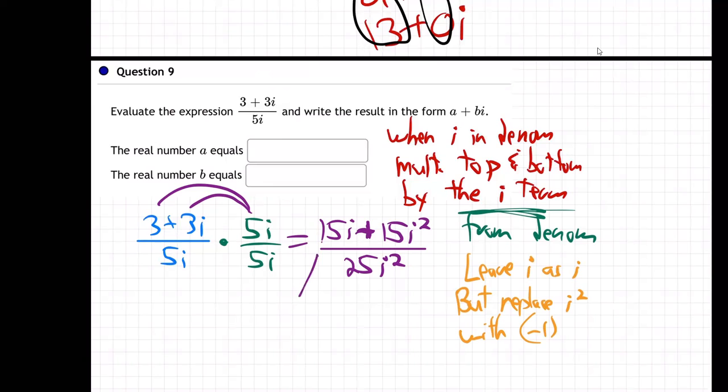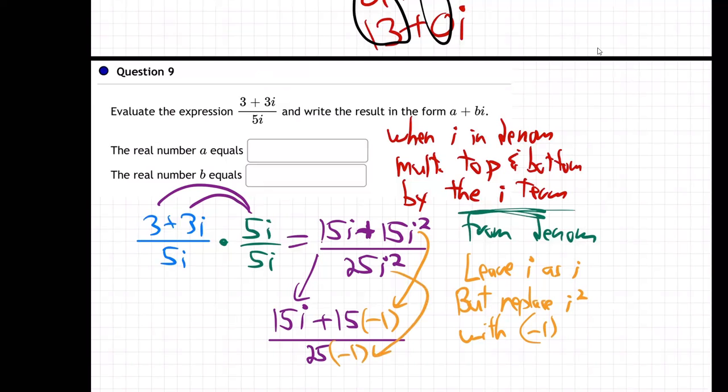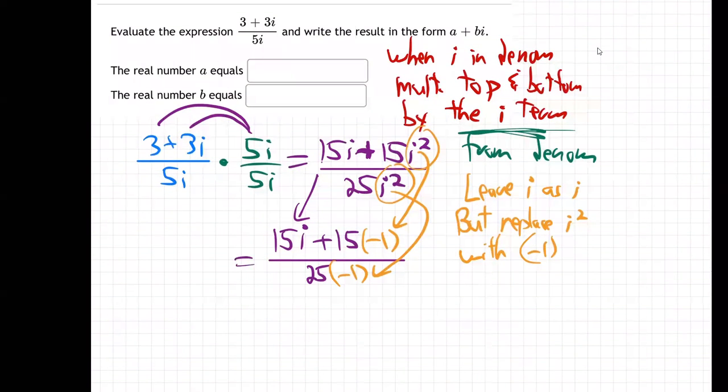So therefore, this is going to be 15i, I'm just going to leave that i, plus 15, but then that i squared right there, -1. And on the bottom, same kind of thing, isn't it? It's going to become 25, and then that i squared in the bottom is also -1. So both those i squareds we replace with -1, but the plain i, we just leave as plain i. Now that means we have a little more work to do here. So this is going to become 15i minus 15 over minus 25. See what just happened there, right? 15 times -1 is -15, and 25 times -1 is -25.